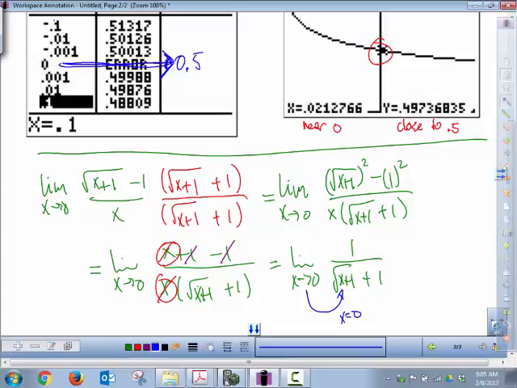So let's drop that 0 in there, and you're going to get 1 over 2, which is what we were expecting, what we were hoping for. And there you go, 0.5. So now we're able to do it algebraically, and that confirmed the estimates that we had from the numerical approach and the graphical approach.